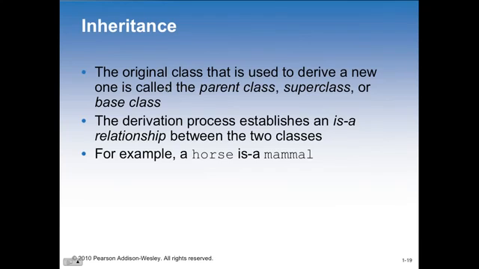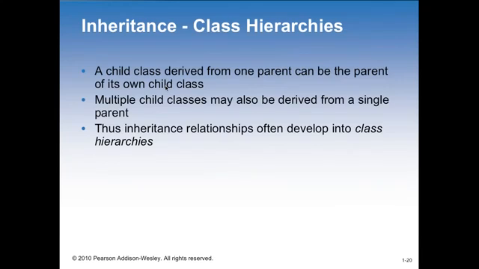The derivation process establishes an is-a relationship between the two classes. So we actually have a method that says, is this class a mammal? It's a horse, but is it also a mammal? So we can actually get at programmatically the identity of our particular objects and say, it's a horse, but is it a mammal? And treat it like a mammal or treat it like a horse. Okay, so for example, a horse is a mammal in terms of the definition.